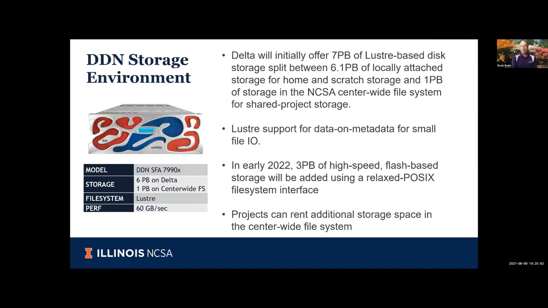The storage environment, as I said, is provided by DDN. Initially, it's 7 petabytes of spinning disk split into 3 file systems: home, scratch, and a project-based file system. The project space will actually be split off and, instead of being connected locally on Delta, will be connected through LNet routers to our NCSA center-wide file system.